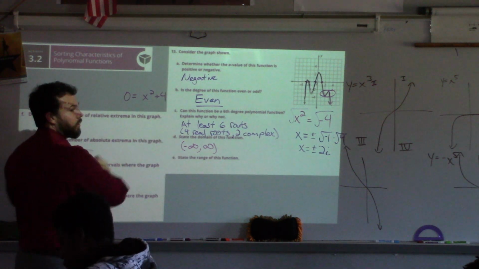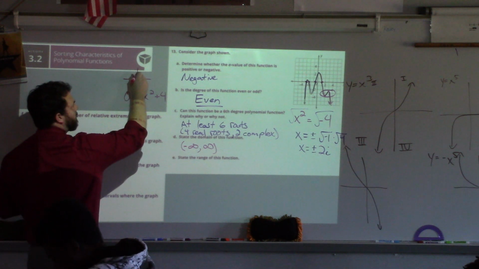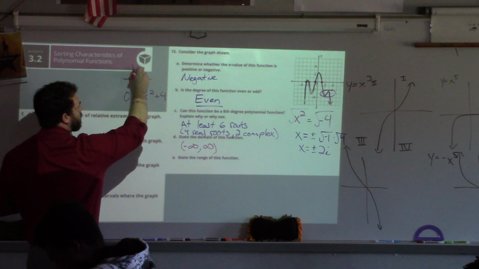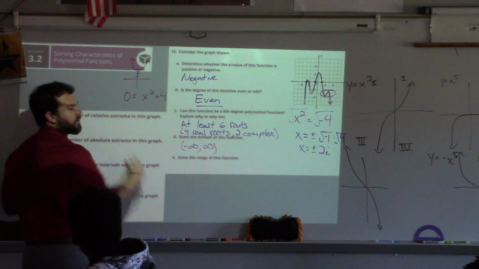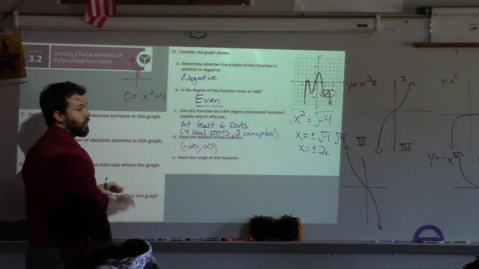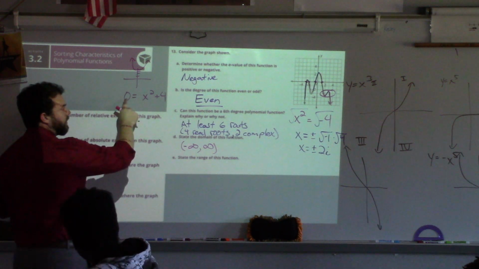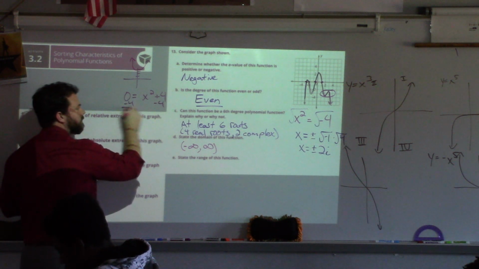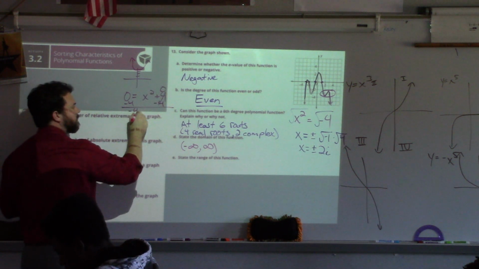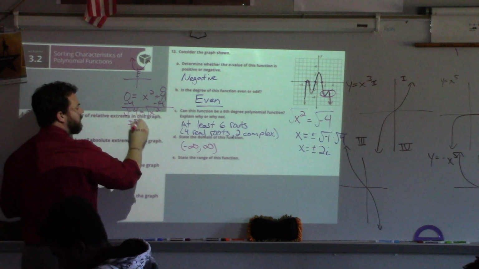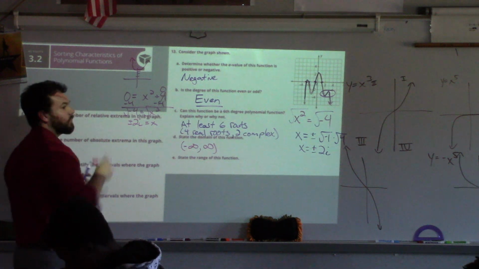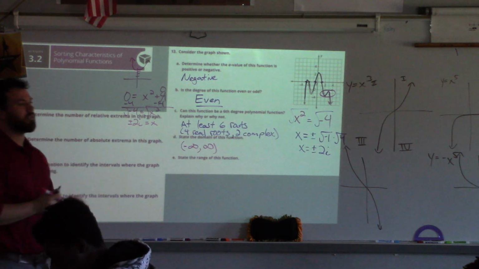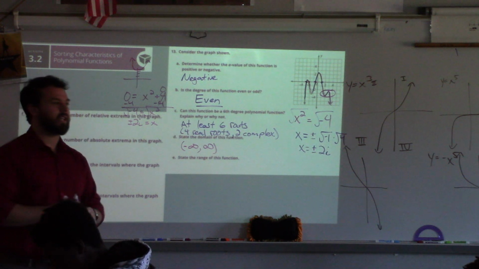Notice, so if I had x squared plus 4, that's a parabola. That parabola would look like this. Does that ever touch the x-axis? No. So I don't have any x-intercepts. But notice how the y value right now is 0? So I can still have zeros. You can have imaginary zeros. You cannot have imaginary x-intercepts.